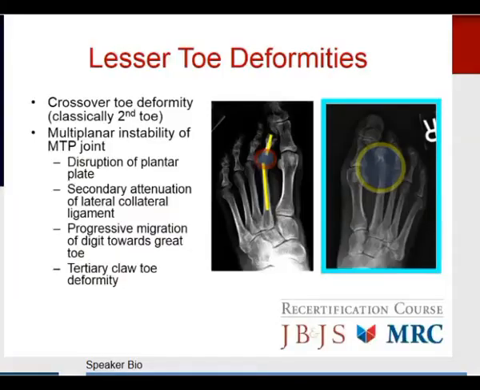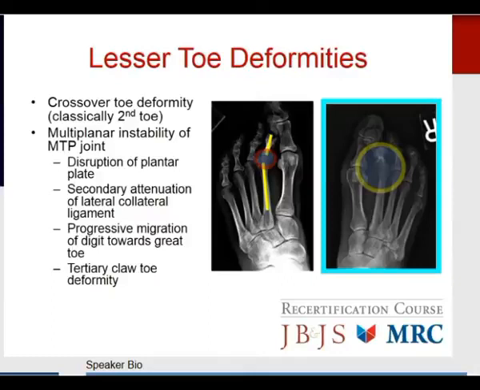There's another toe deformity you have to think about as well. This is a coronal plane deformity of the digit, which we see because there's multiplanar or multidirectional instability of that second metatarsophalangeal joint. In that patient population, they have some type of disruption of the ligament complex, whether it be the plantar plate where it all starts.